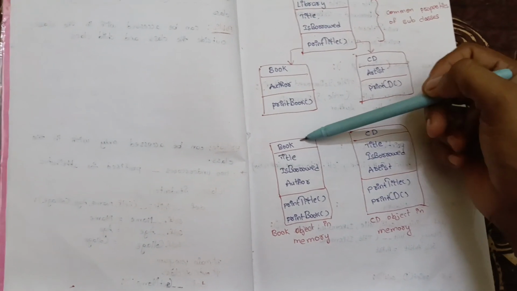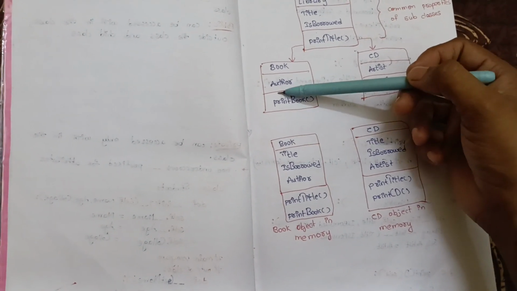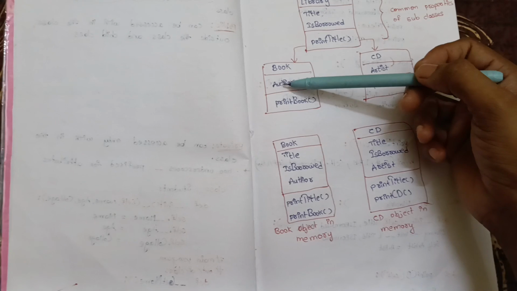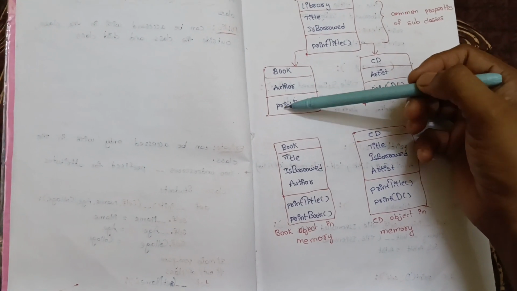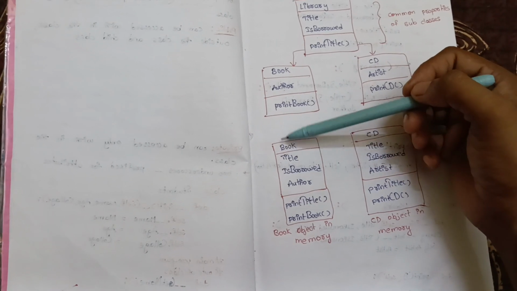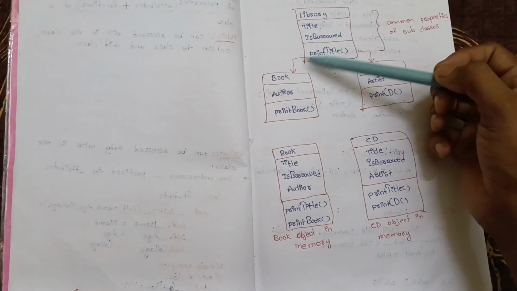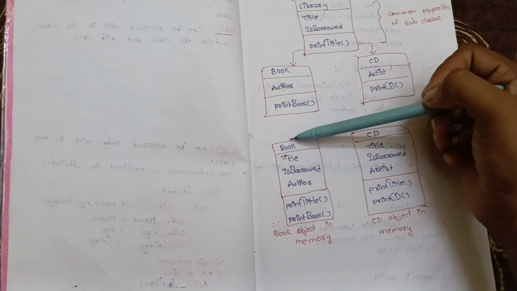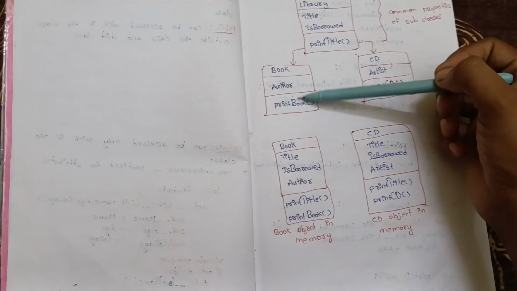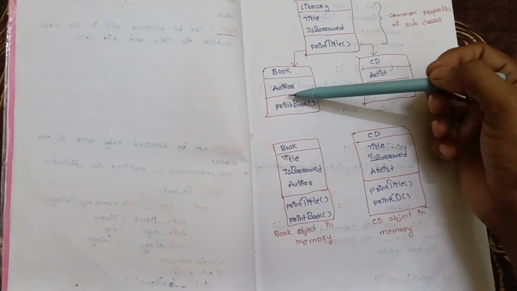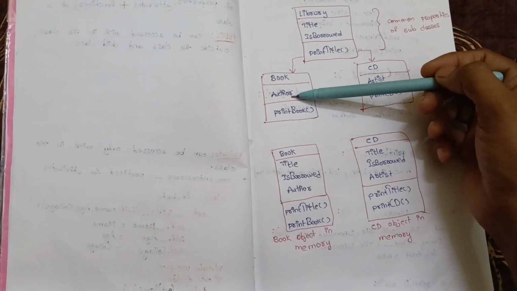In the memory side, if you create an object for this book class, immediately the system assigns memory for the attributes of that own class and functions of that own class, and also it will dump all the superclass properties into this object, into this memory location. So if you create the object for this child class, that is enough to access the parent class properties as well as the child class properties.